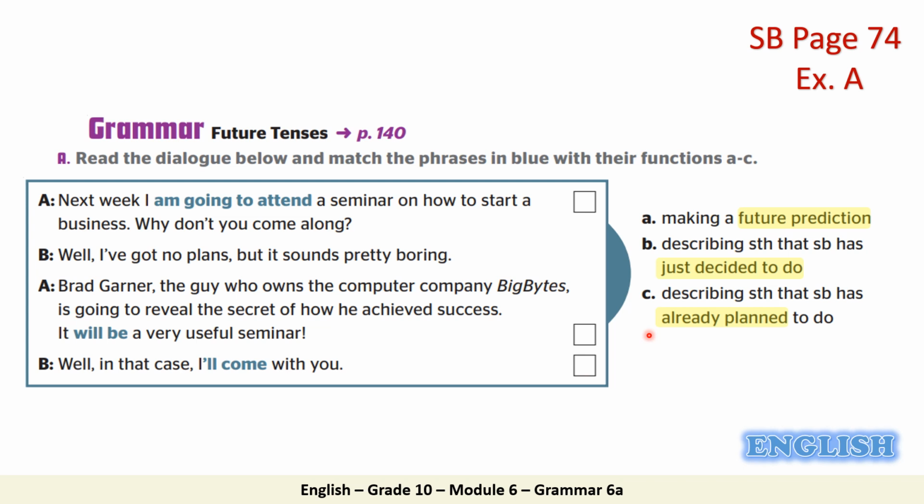Now let's brainstorm your answers. For the first one, "Next week I'm going to attend a seminar." The answer for this one is C, something that is already planned. Well done, everyone. How about the next one? "It will be a very useful seminar." The answer is A. It is about a future prediction. Well done, everyone. And finally, "I'll come with you." It is something that is decided on the spot. Well done, everyone.